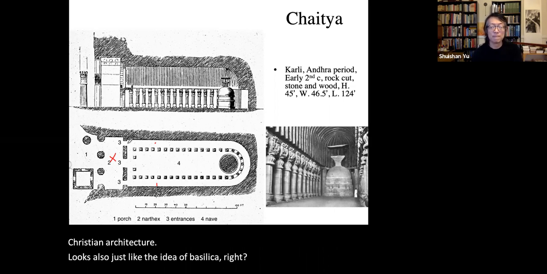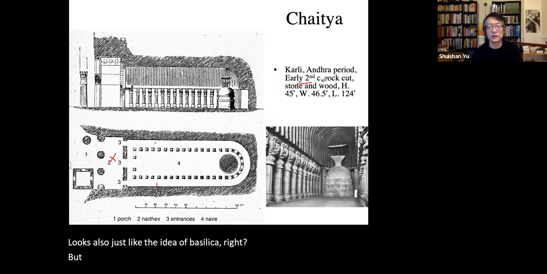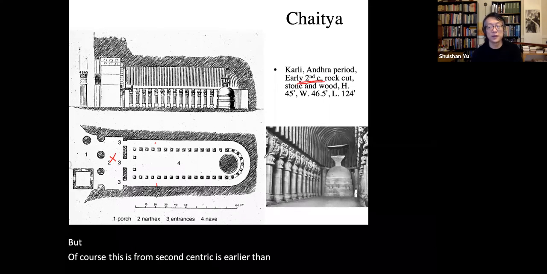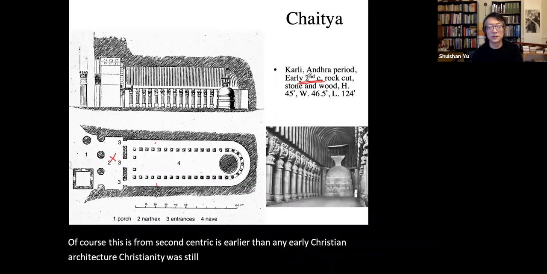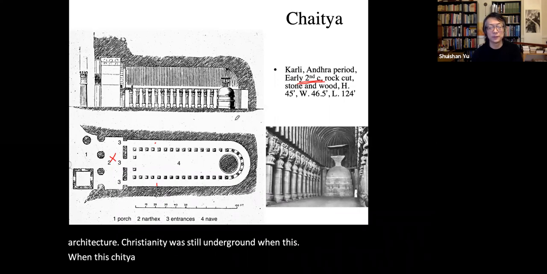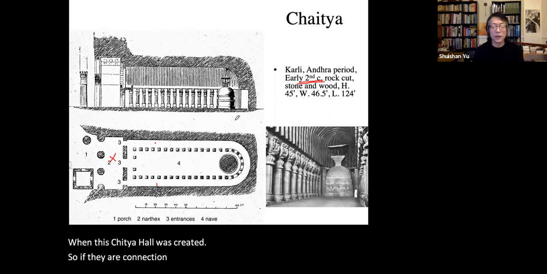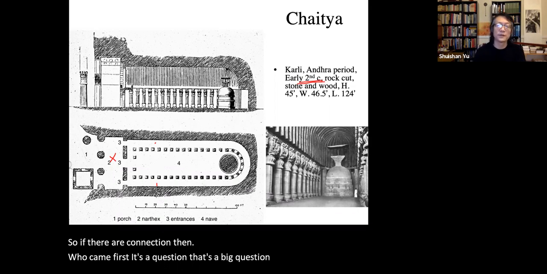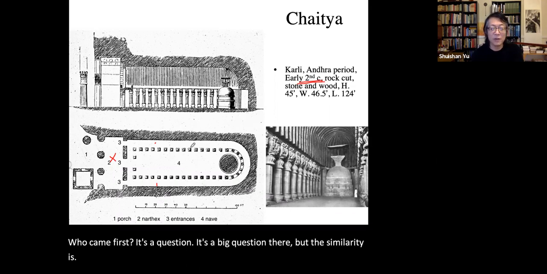But of course, this is from the 2nd century. It's earlier than any early Christian architecture. Christianity was still underground when this Chaitya Hall was created. So if there are connections, then who came first? It's a big question there. But the similarity is quite astonishing.